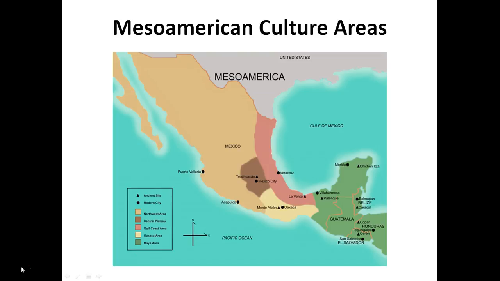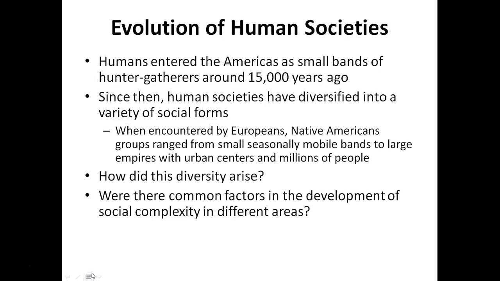Similarly, the Mesoamerican area, the parts of Central America and Mexico that were occupied by complex societies in later prehistory, also have different culture areas. And we will be looking at the Olmec area, shown here in pink along the Gulf Coast, the Teotihuacan culture in central Mexico, shown in brown, and Mayan cultures, shown in green. Archaeologists study these changing patterns of material culture in order to understand the evolution of human societies.